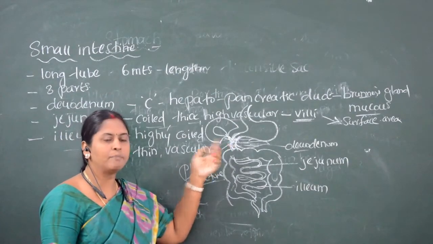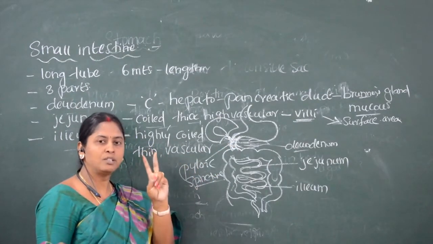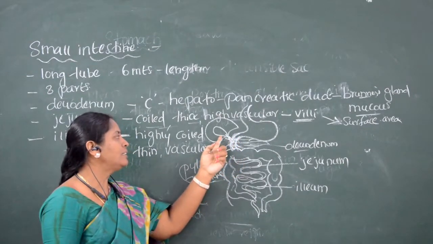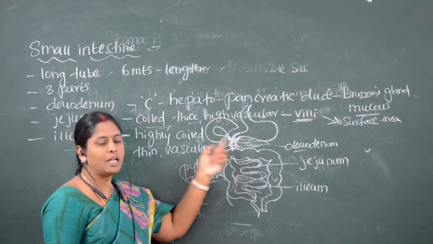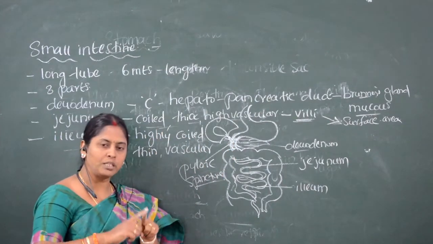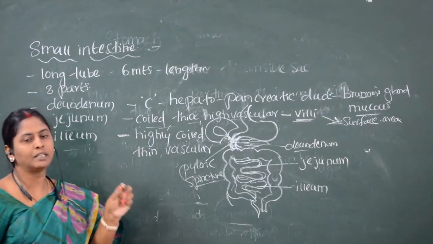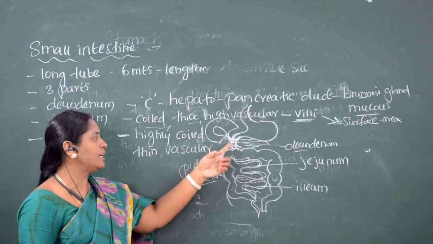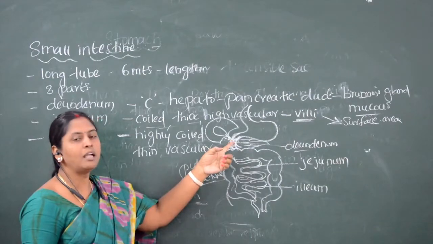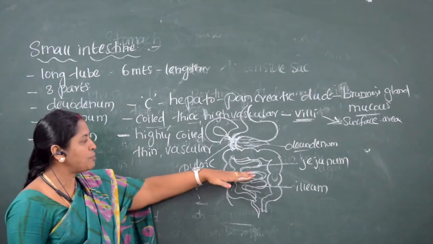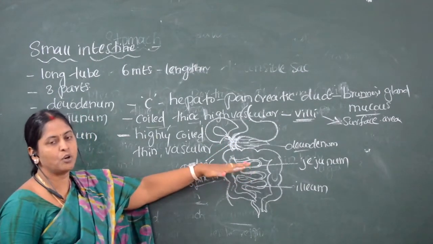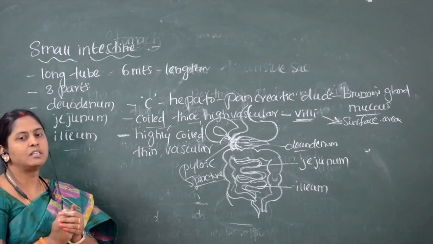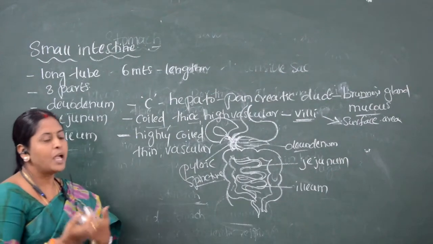Inside the duodenum, we have two kinds of ducts. One duct enters from the pancreas, another duct enters from the liver. Both the ducts unite together and form a common duct called the hepatopancreatic duct. This hepatopancreatic duct enters into the duodenum. The second part of the small intestine is called jejunum. Jejunum is a coiled structure which is thin and vascular.